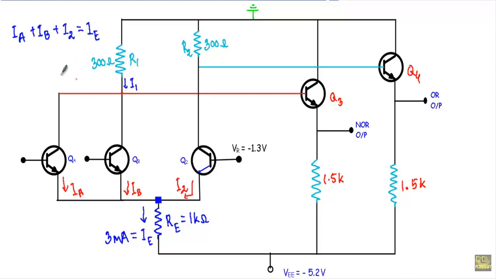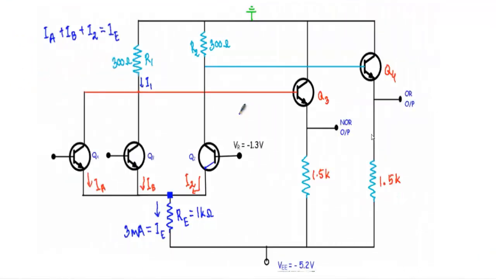For logic 0 in this ECL circuit, I will apply minus 1.7 volt, and for logic 1 I will apply minus 0.8 volt. Now let me describe the logical operation of this ECL OR and NOR circuit.